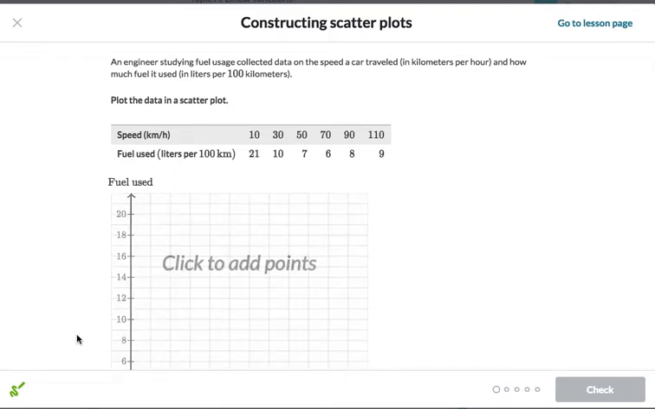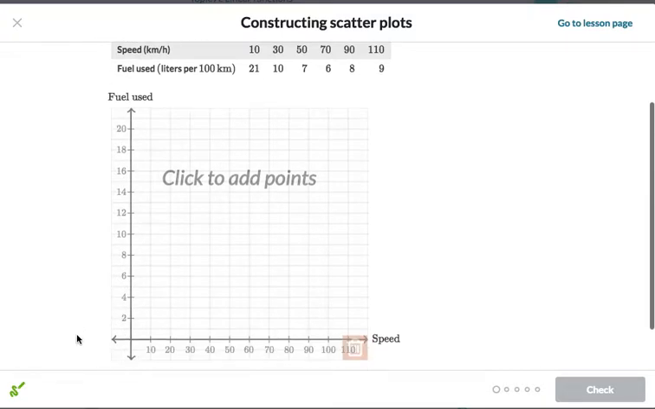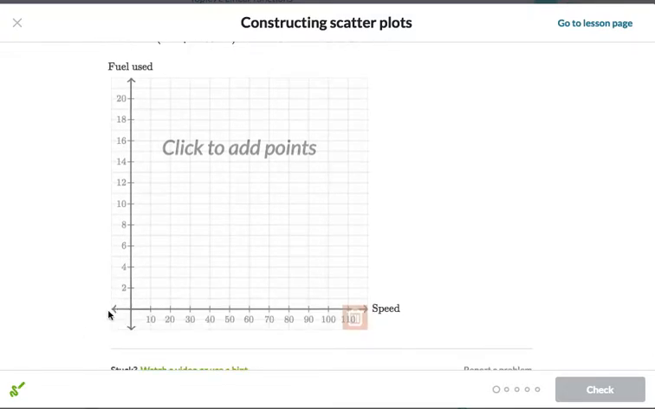Today we're going to look at constructing scatter plots. Scatter plots can be used to examine data and to look at trends in that data. To construct them, all we need is each of the data points. So when you look at the graph you're given, in this case you've been given a graph of speed over time, or speed over fuel used.